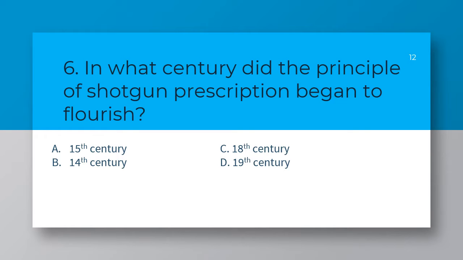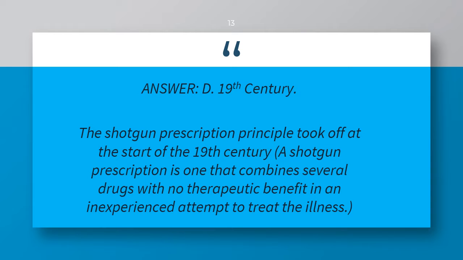Number 6. In what century did the principle of shotgun prescription begin to flourish? The answer is D. 19th century. The shotgun prescription principle took off at the start of the 19th century, and a shotgun prescription is one that combines several drugs with no therapeutic benefit in an inexperienced attempt to treat the illness.